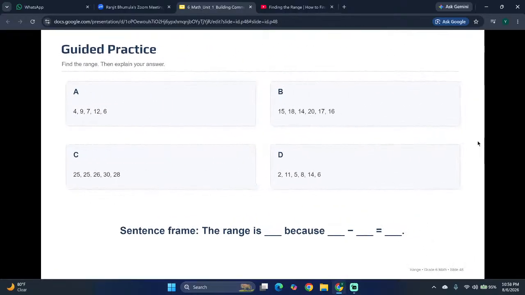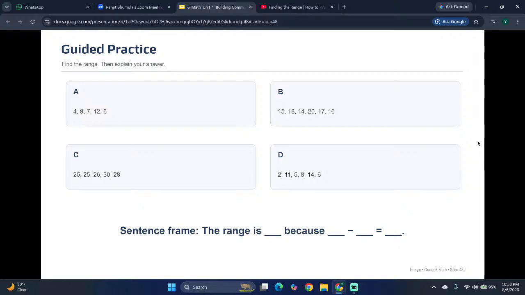Okay. So, guided practice. Just like the medium one, find the range for each one, and then explain your answer. So A is 4, 9, 7, 12, and 6. B is 15, 18, 14, 20, 17, 16. C is 25, 25, 26, 30, and 28. D is 2, 11, 5, 8, 14, and 6.